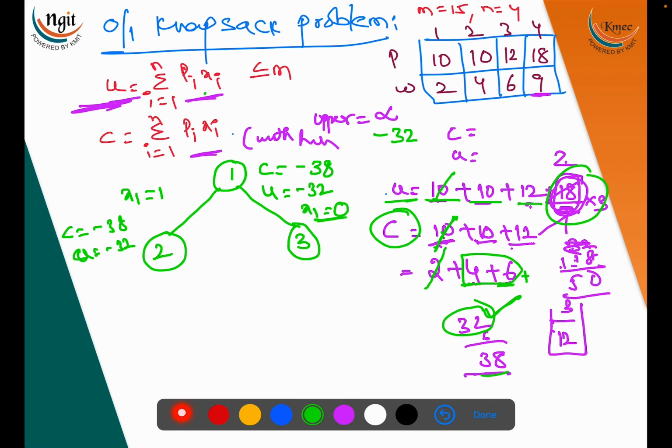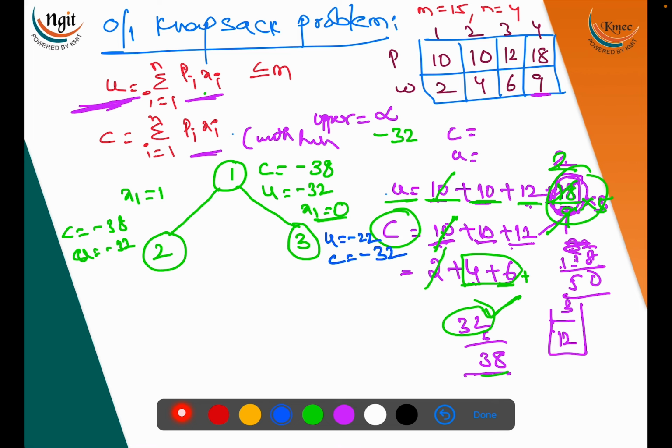Now, you will take this 10 plus 12. This time 18 by 9 into 5, because 5 kgs only we can use. So it is what? 10 plus 12, 22. 5 into 2 is 10. 22 plus 10 is what? 32. 22 is the u value. Correct? 22 is the u value. The C value with the fraction you can take. That is what? Minus 32.